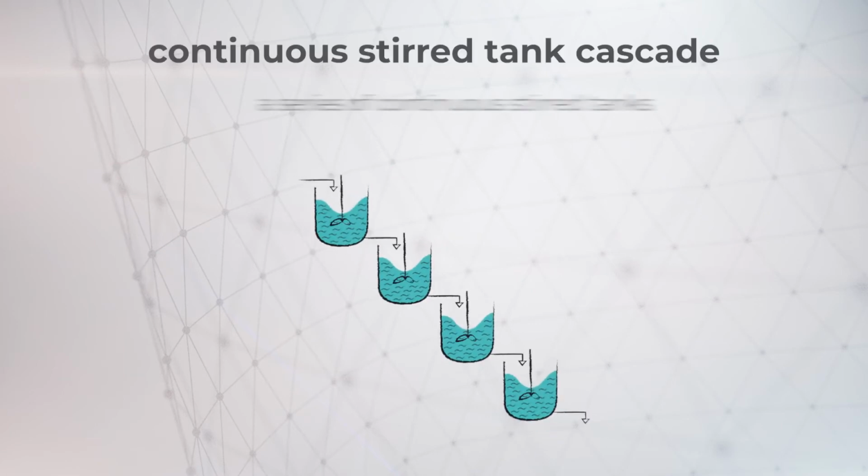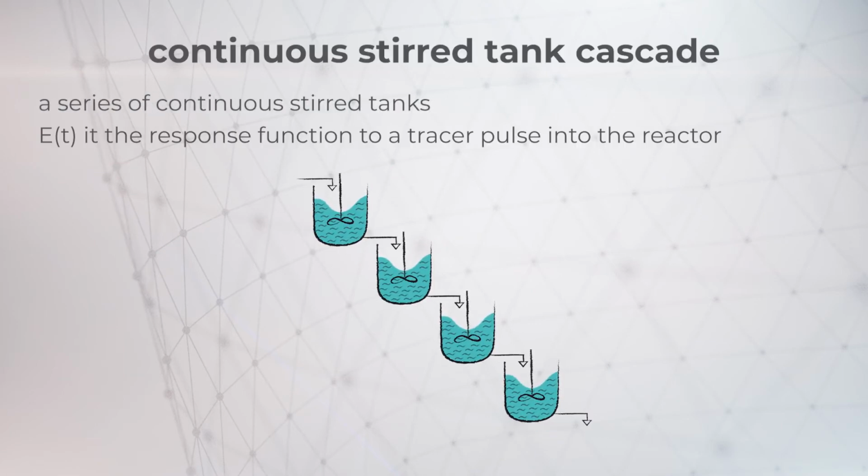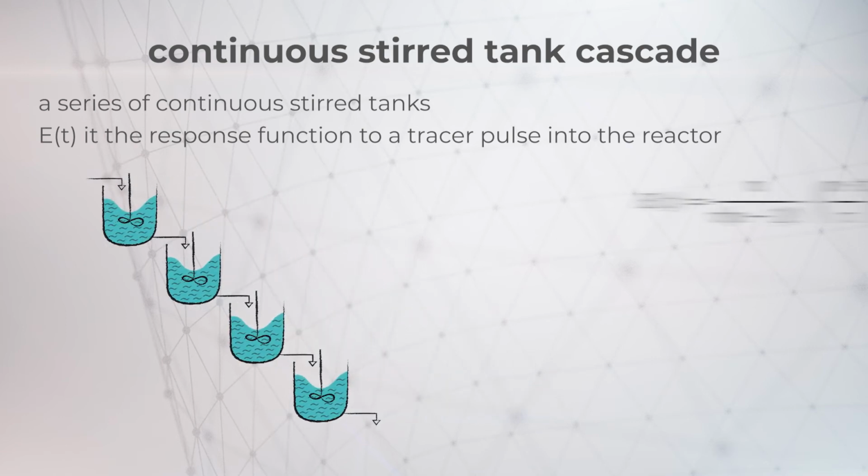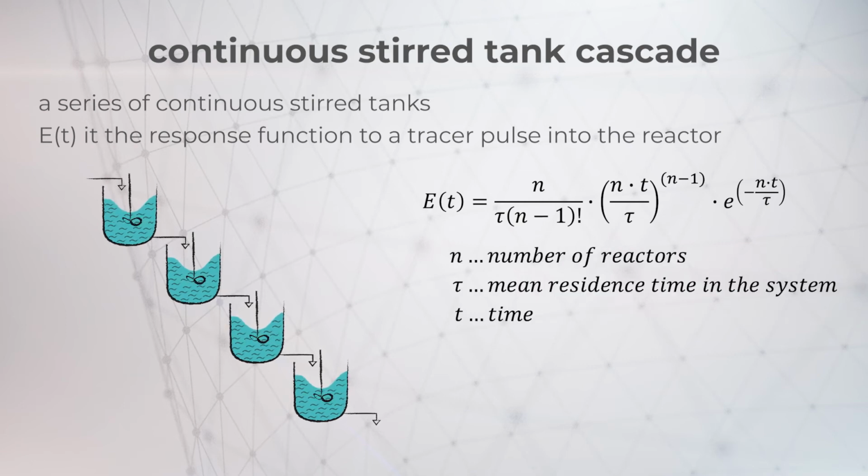Now, let's look at what happens if we have a cascade of these continuously stirred tanks, a number of continuous stirred tanks that are in series. For our assumption, the holdup or total mass in all tanks stays the same. This means that with every tank we add, the volume of each tank gets a little bit smaller. I have to point that out because tau will stay the same for the equation for E of t. This is independent of the number of tanks you choose. E of t is therefore defined by this equation.